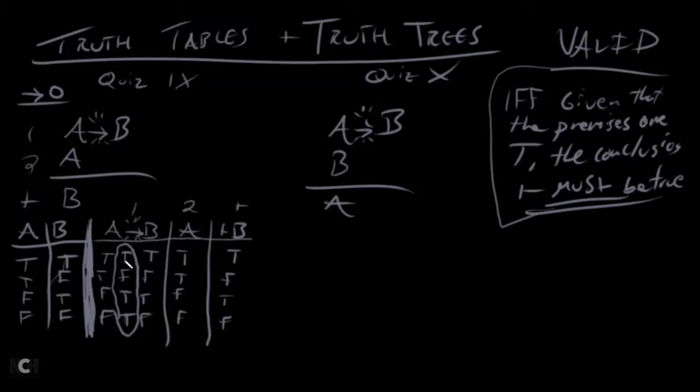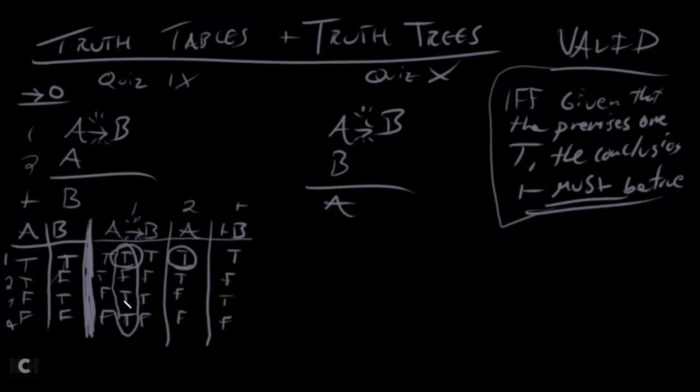What are all the instances in which all the premises are true? For the sake of making it easy here, I'll label these lines 1, 2, 3, 4. In line 1, we've got a true in premise 1 and a true in premise 2. Let's look at line 2. We have a false, and that doesn't matter because one of the premises isn't true, so we're not going to worry about it.